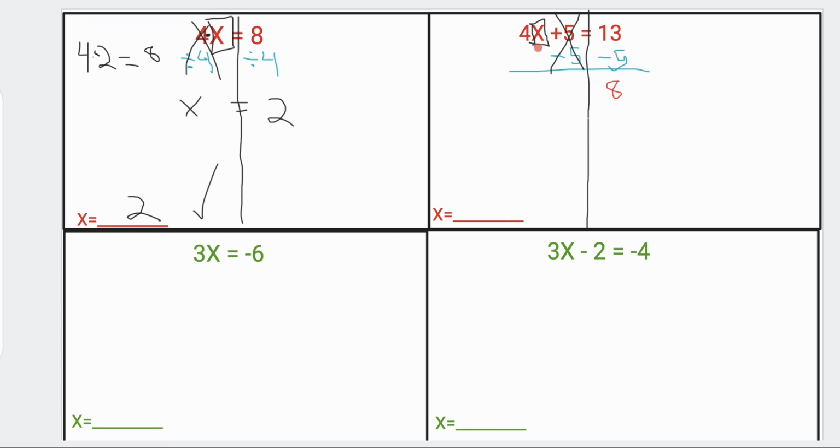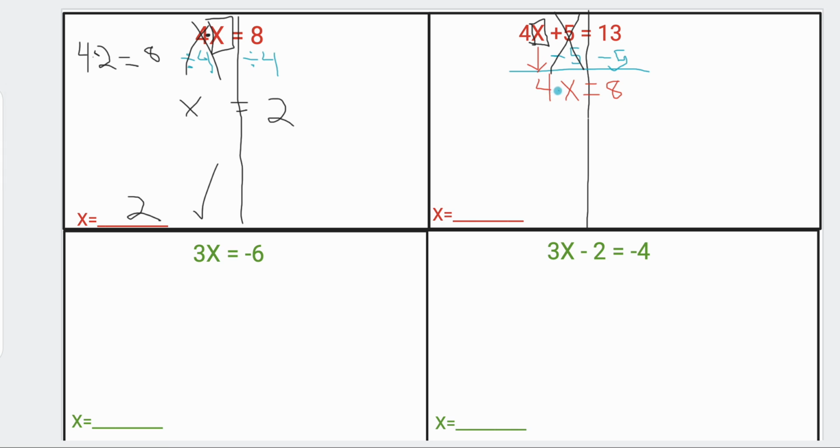I'm going to bring down 4x because I didn't take away 5 from 4x. So now I have 4x equals 8. Don't forget when you have a two-step equation, always bring down the stuff that you didn't touch. Now, same as the last problem we did. I want to get rid of this 4.